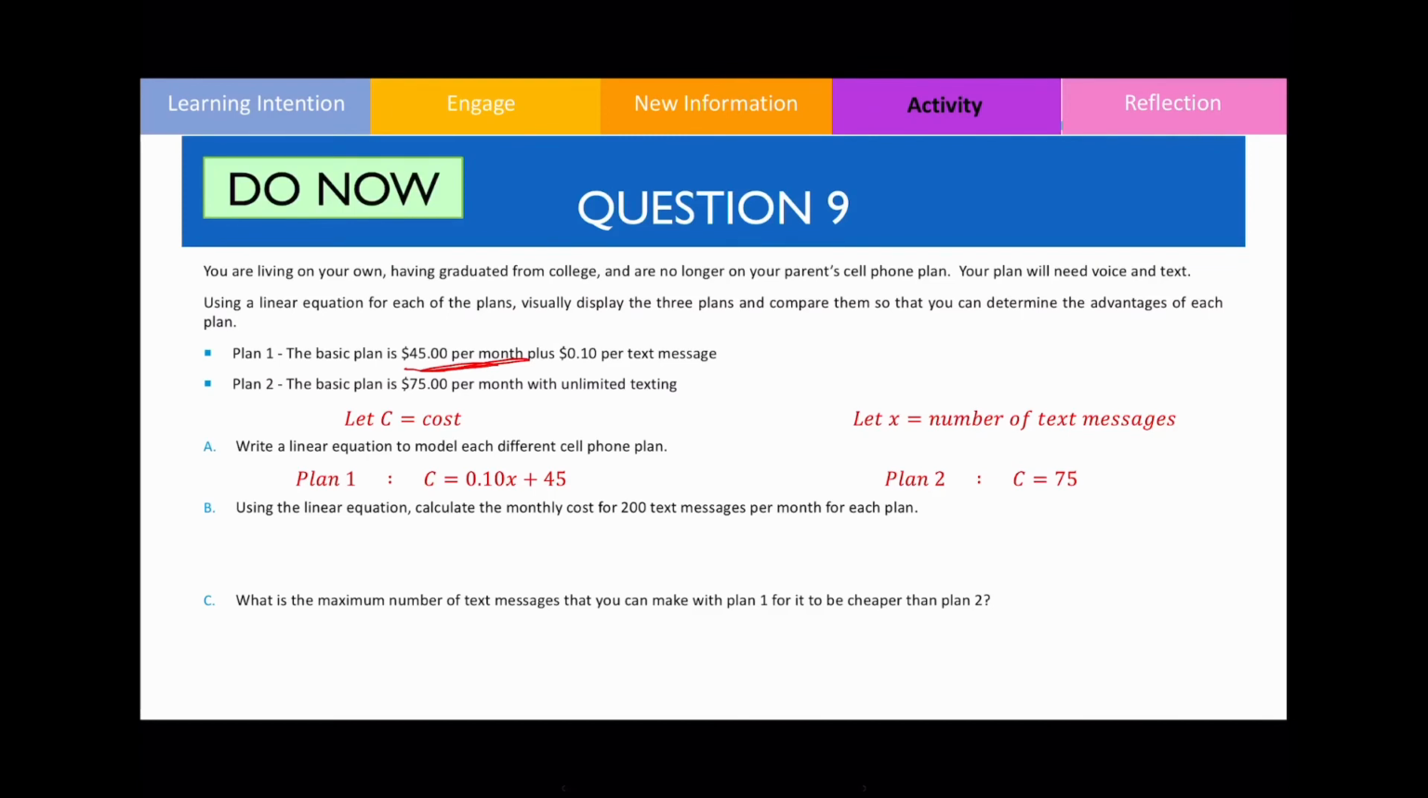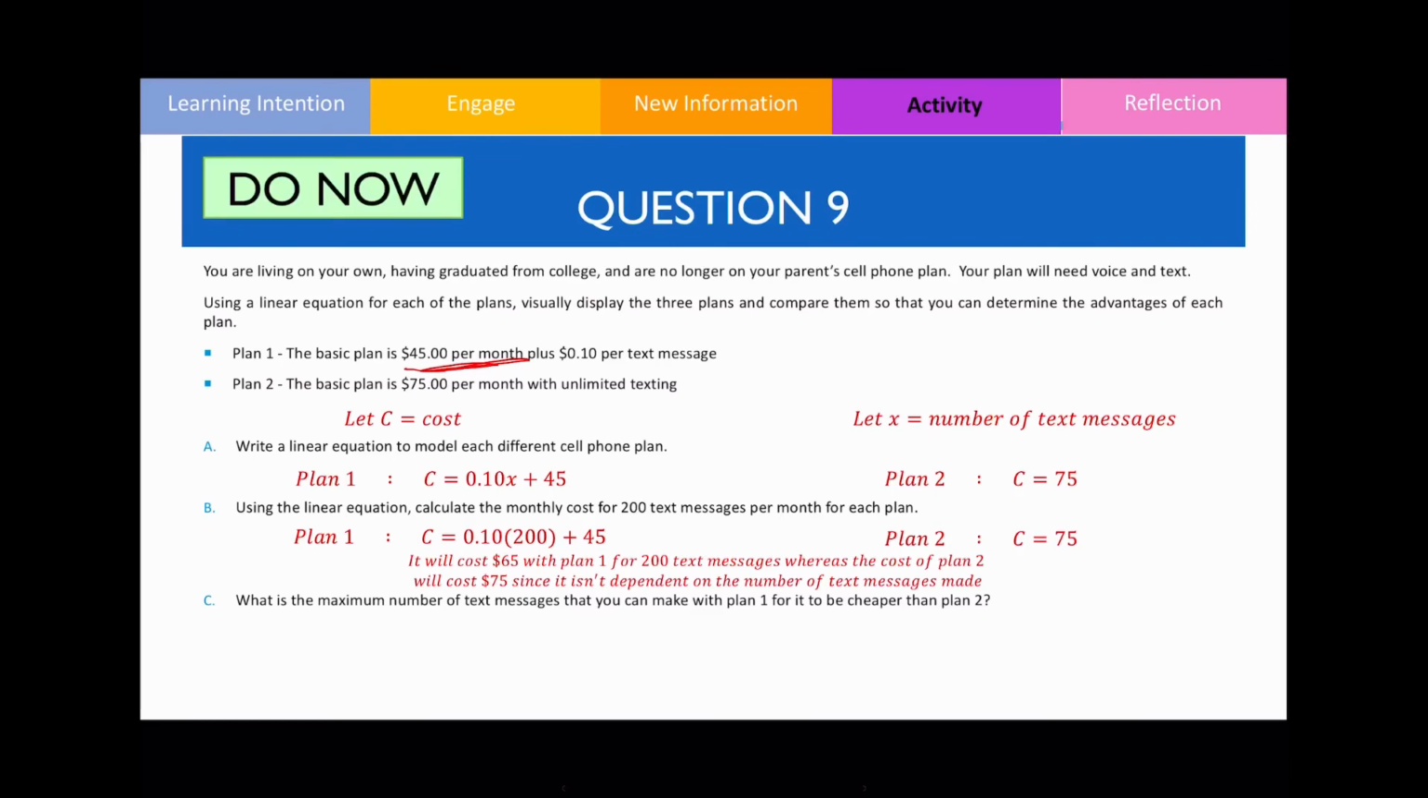Now for part B, you're just basically substituting in to find out what is the cost when you make 200 text messages. So if you substitute that into the first one, it's going to be $65 for the first one, but for the second plan, because it doesn't depend on the cost, it's still going to be $75. So it's still going to be cheaper to go for the first plan if you make 200 text messages.